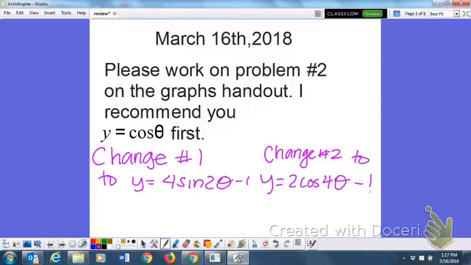So you're changing the 3 in front of theta on the first one to a 2. And then on the other one, it's going to be 4 theta instead of 3 in front of theta. So the number in front of theta is going to change.